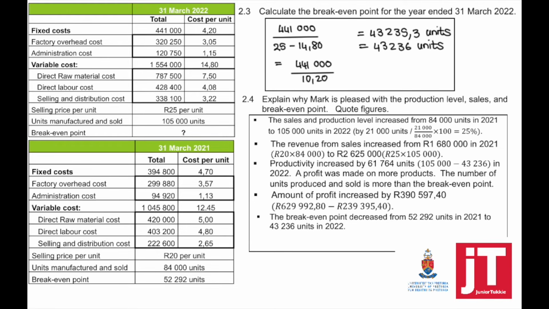The break-even point decreased from 52,292 units in 2021 to 43,236 units in 2022. Make sure that you comment on the figures that you have calculated in question 2.3.